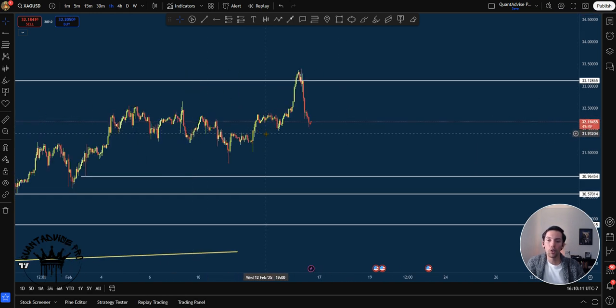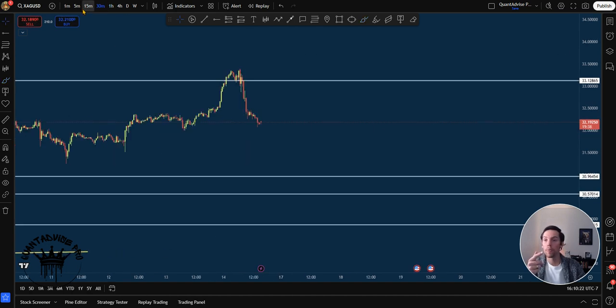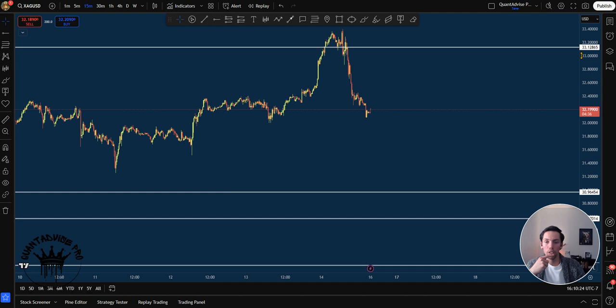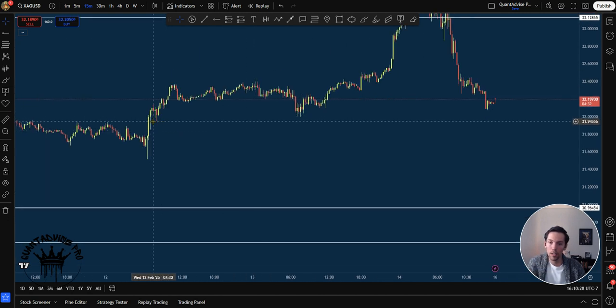I don't think this falls as an area of interest yet, but I'll be able to tell when I get into a lower time frame. We're just going to drop straight down to our 15, and when I get into my 15, there's actually an area of interest right there.